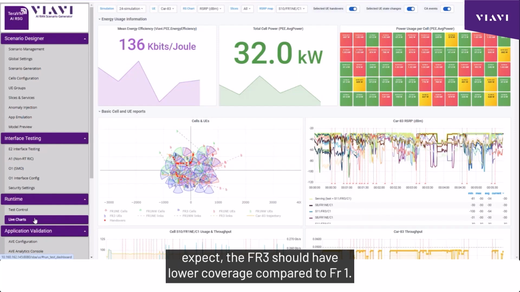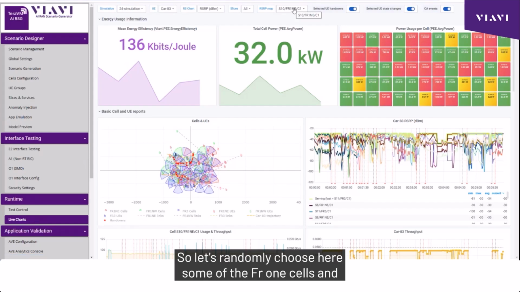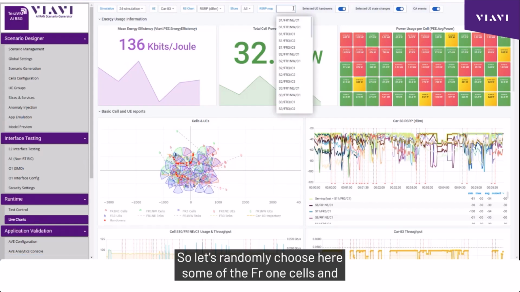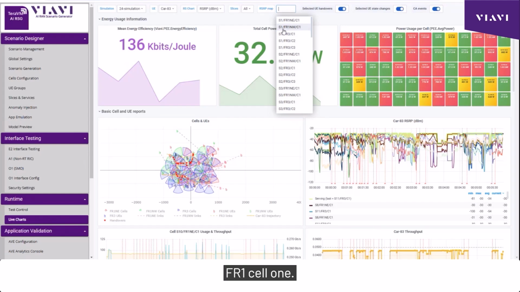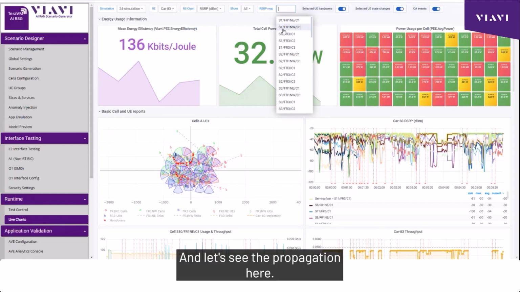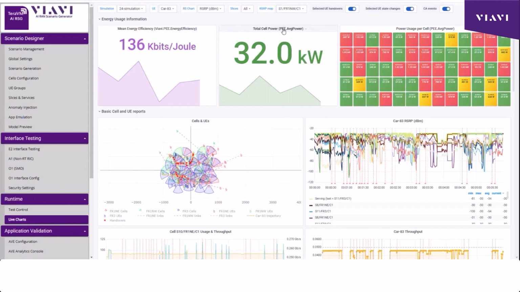obviously, as we expect, the FR3 should have lower coverage compared to FR1. So let's randomly choose some of the FR1 cells, and let's see how their coverage compares to FR3. So for example, let's choose this S1 cell pointing northwest, FR1 cell 1, and let's see the propagation here.